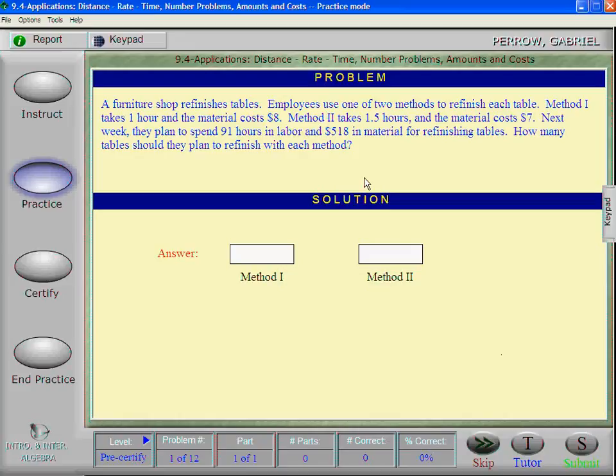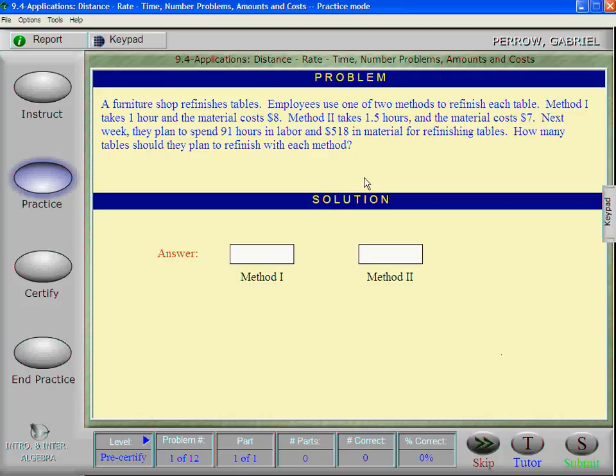Okay, we're looking at section 9.4, applications, distance, rate, time, number problems, and amounts and costs. This problem says a furniture shop refinishes tables. Employees use one of two methods to refinish each table. Method 1 takes 1 hour and the materials cost $8. Method 2 takes 1.5 hours and the material costs $7.